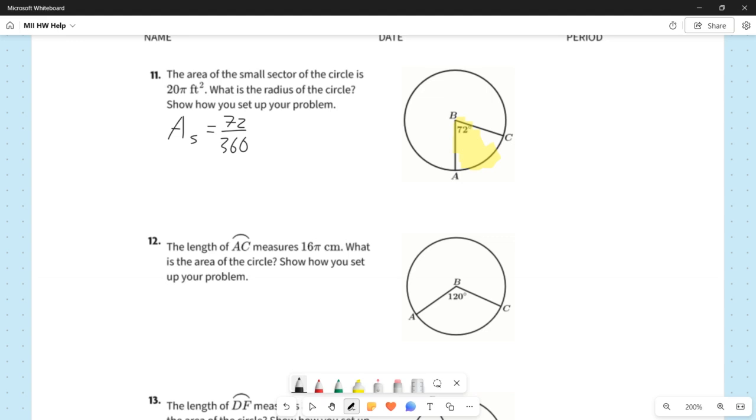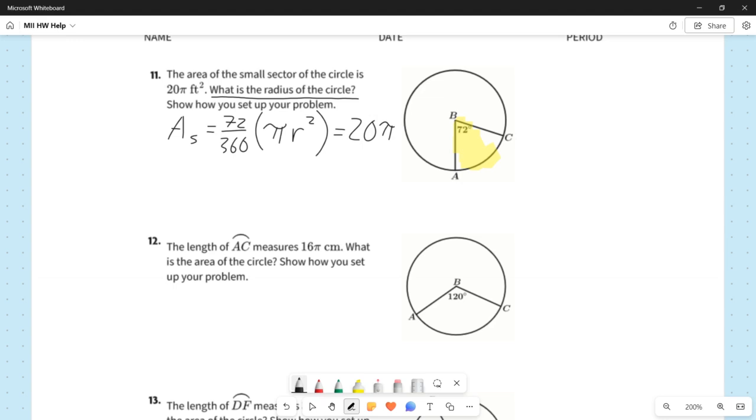So what we want is essentially this much of the entire circle. We want this much of our formula for the area of the entire circle, which is pi times r squared. Now r is what we're looking for, the radius of the circle. We don't know the radius, so I'm just going to put r. And we are told that this sector has an area of 20 pi.